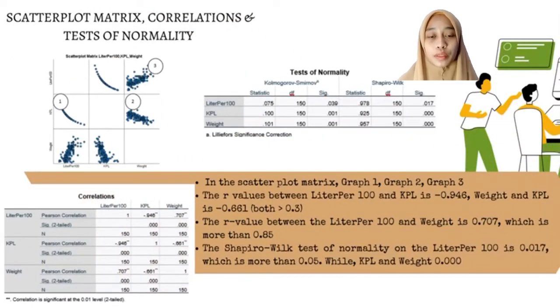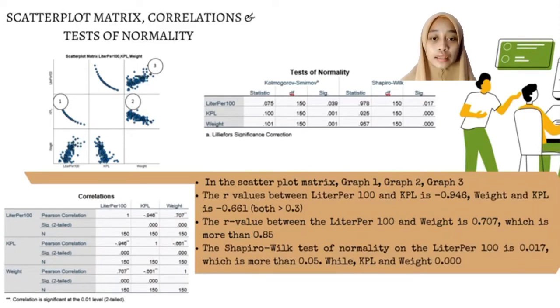In the scatter plot matrix, graph 1 plots KPL against liter per hundred. In general, the higher the liter per hundred, the greater the KPL distance. Graph 2 plots KPL against weight. It is seen that the higher the weight, there is a weak positive correlation with the higher KPL distance. Graph 3 plots liter per hundred and weight. There is a weak positive correlation between liter per hundred and weight.